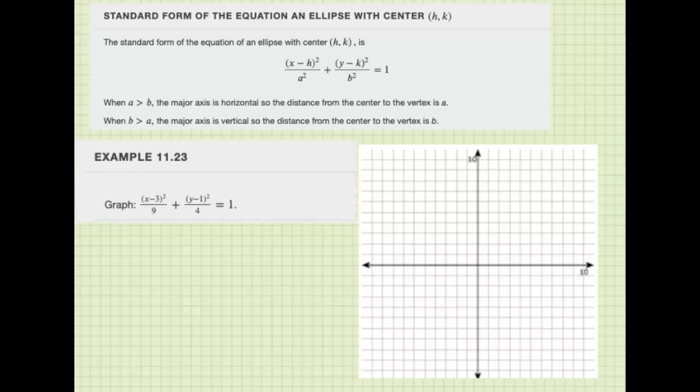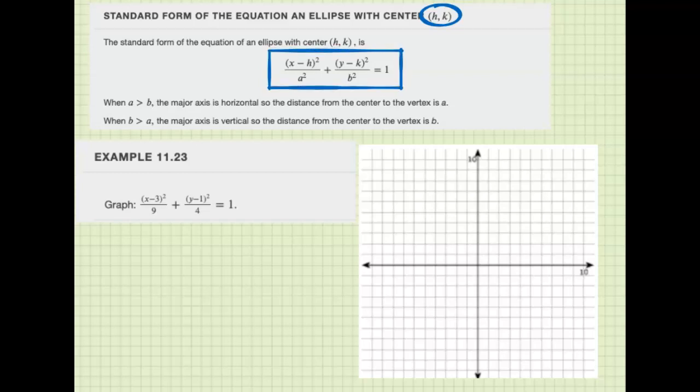Alright, so now we're going to look at the equation of an ellipse where the center is not at 0, 0. It's at h and k. So h and k could be any values, so we're going to get ellipses that are centered anywhere in the coordinate plane. Okay? So the equation is this.